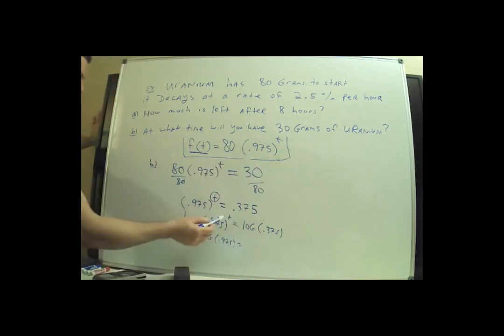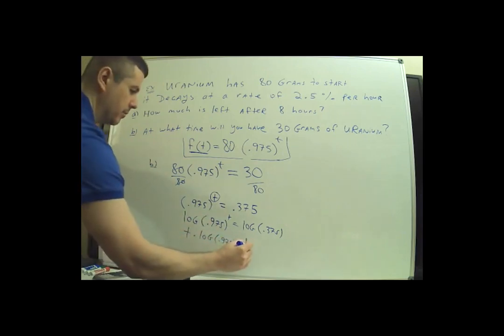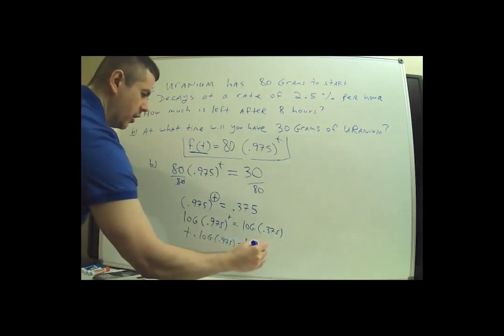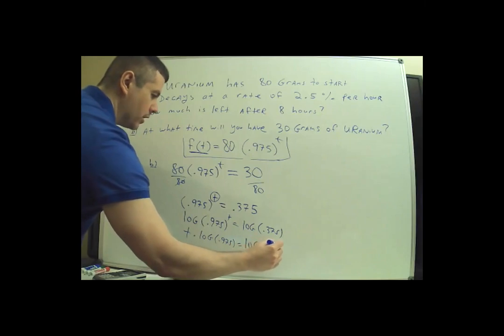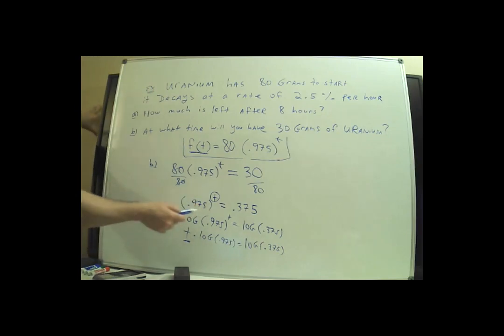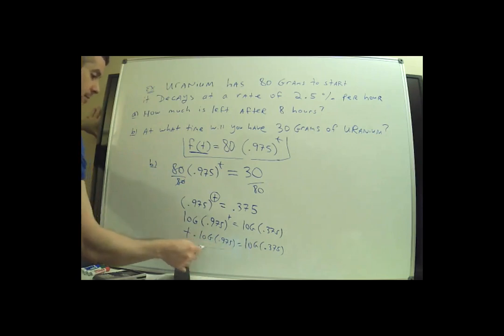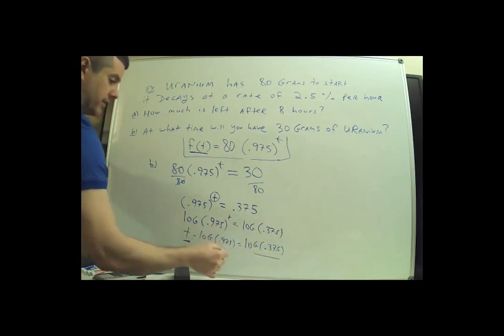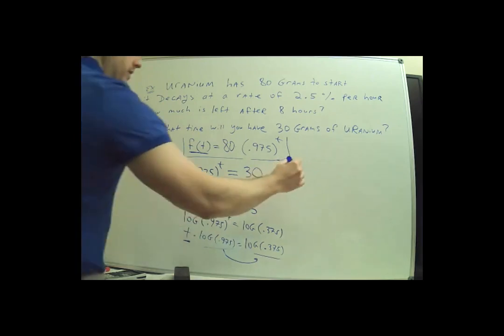Why do I do that? I do that so I can use the log property to pull the T into the front. Once you get the T out of the power, now I can solve for it. The whole goal is to solve for T. You can't do that when it's an exponent. That's why the logarithm property is so valuable. Now I'm going to divide this guy over to there, and that's what T is going to be.